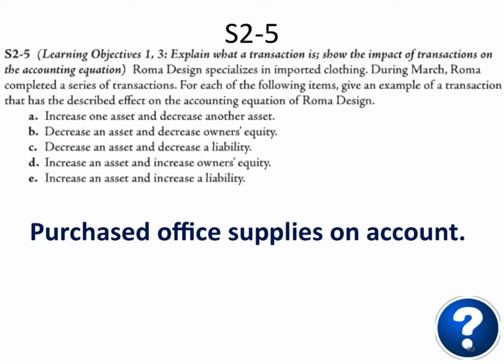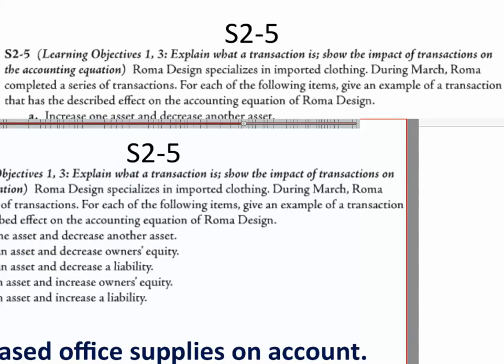Okay, our next example, purchased office supplies on account. First thing I want to ask you is on account. On account automatically means accounts payable or accounts receivable. Is that accounts payable or accounts receivable in this transaction? Payable, yes, it is accounts payable. Accounts payable is what type of account? Liability. Okay, and are we increasing or decreasing that liability?